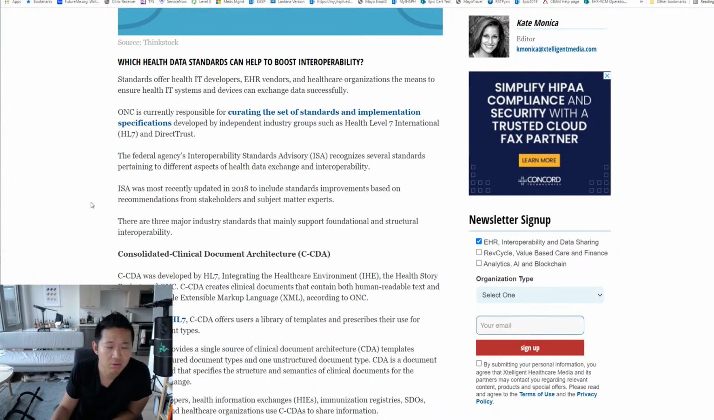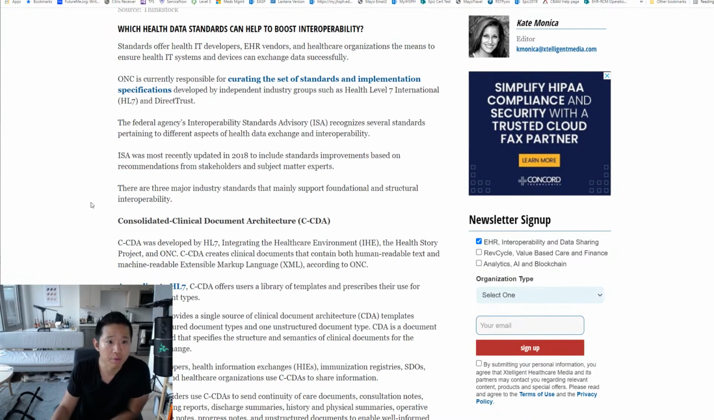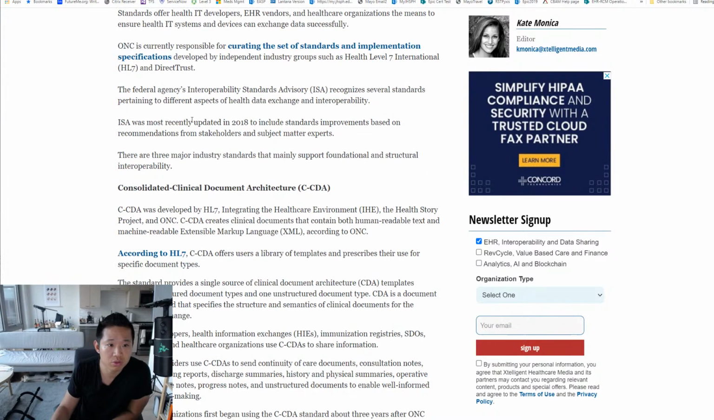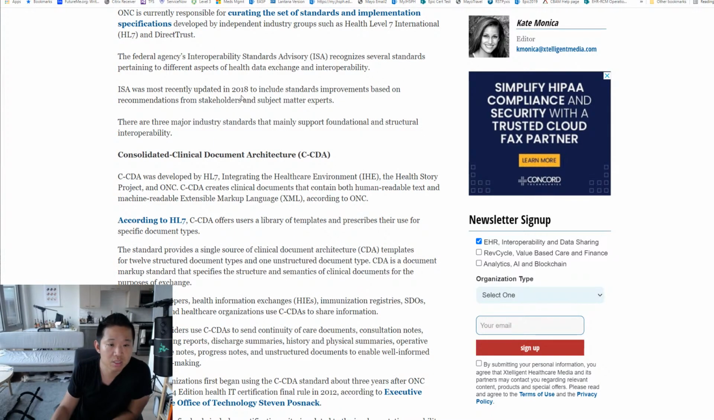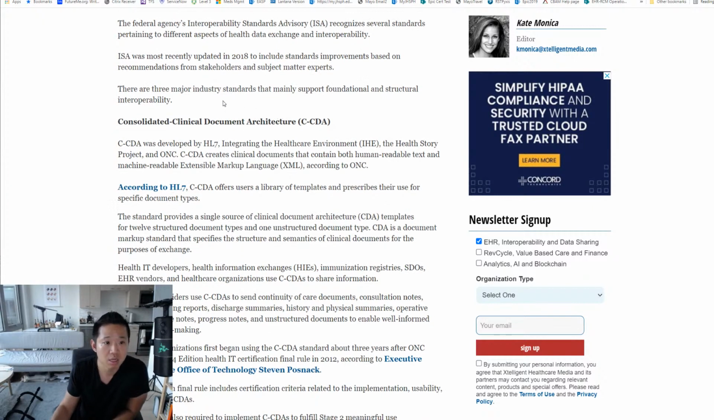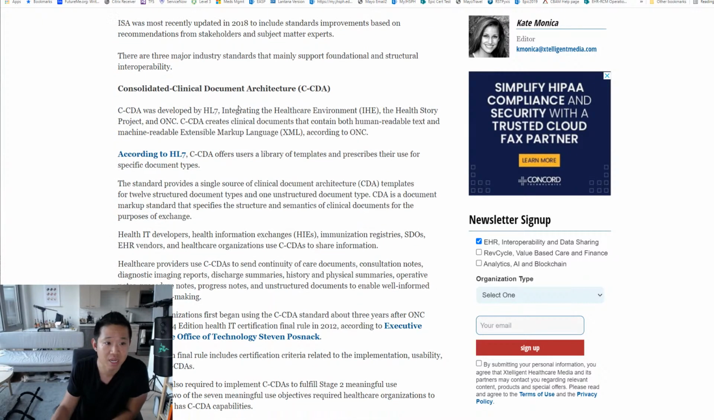So which health standards can help to boost interoperability? Standards offer health IT developers. We went through this at first. ISA was most recently updated in 2018 to include standards improvements based on recommendations from stakeholders and subject matter experts. There are 3 major industry standards that mainly support foundational and structural interoperability.